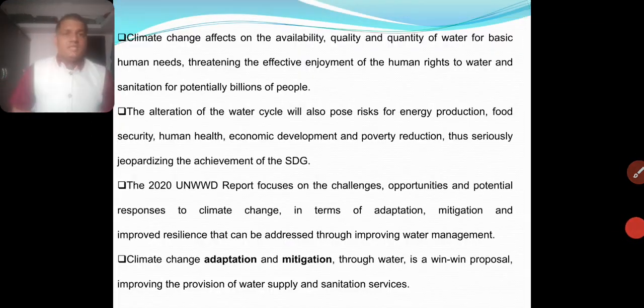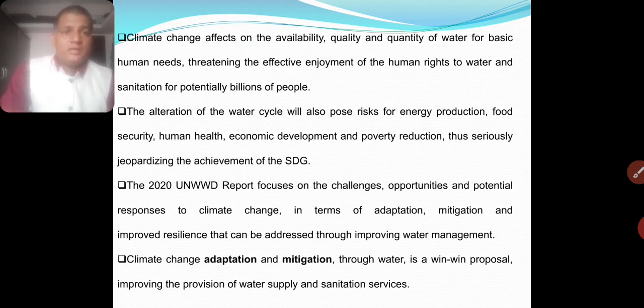Of course, in this particular problem, climate change is also contributing. Climate change is also affecting the resources. So how is it? It affects the availability. Whatever resources are there, they are affected due to this climate change. It also affects the quality and quantity of the water. This threatens basic human needs and the effective enjoyment of the human rights to water and sanitation for potentially billions of people.